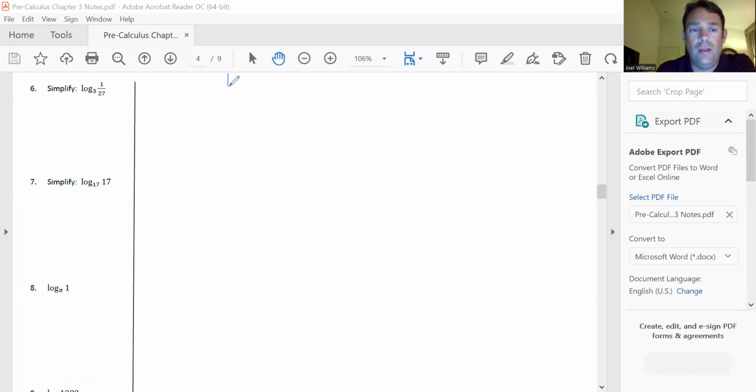All right, so we have log base 3 of 1/27. We're going to set it equal to a variable. So the base is always going to be the base. So 3 to the x equals 1 over 27. Well, 27 can be the same thing as 3 to the 3rd. So we can go ahead and try that real quick.